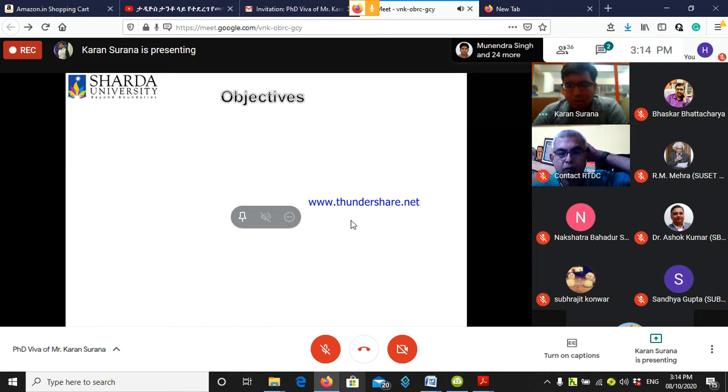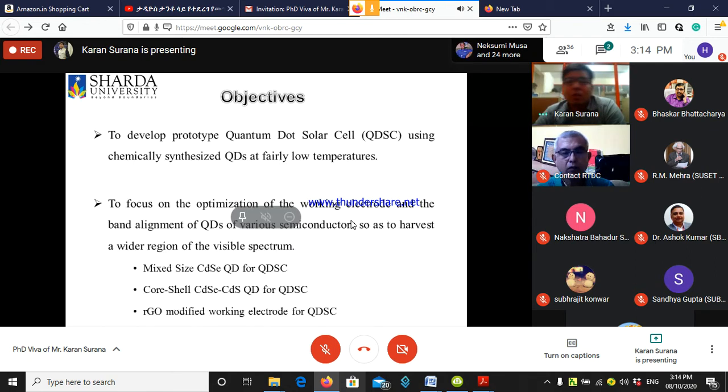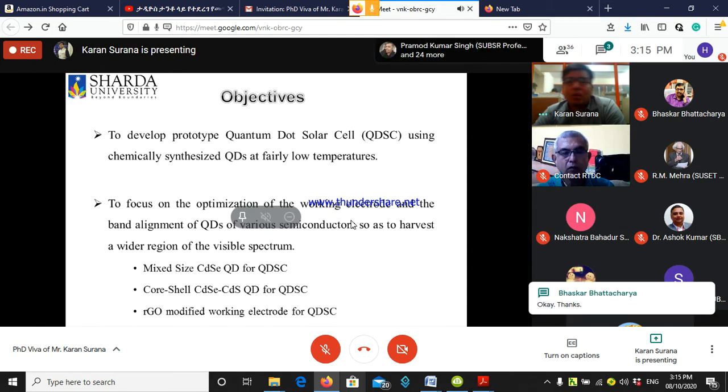Moving on to the objectives of my thesis work. The first objective was to develop a prototype quantum dot solar cell from chemically synthesized QDs at fairly low temperatures. Next, the focus was on optimization of the working electrode and the band alignment of quantum dots of various semiconductors, in order to cover a wider region of the electromagnetic spectrum, the visible spectrum basically.